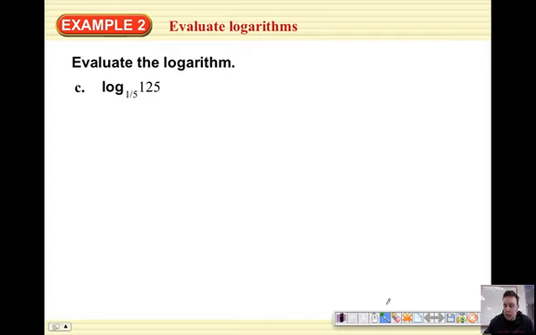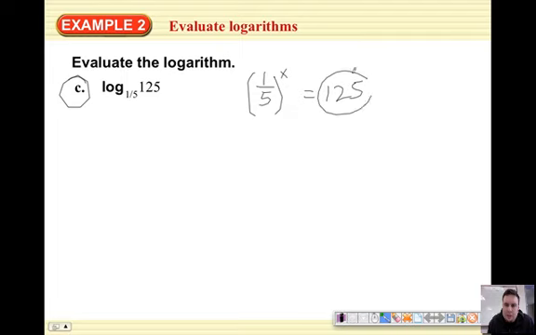Okay, this is letter C of example 2. 1/5 to what power is 125? So that's what I would write: 1/5 to some power equals 125. Well, 1/5 to any power is going to give you a fraction, except if that power was negative. If it's negative, then it's going to flip 1/5 to 5. So I know x is negative.